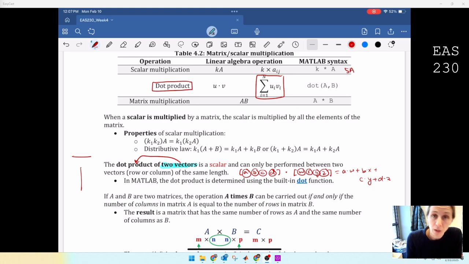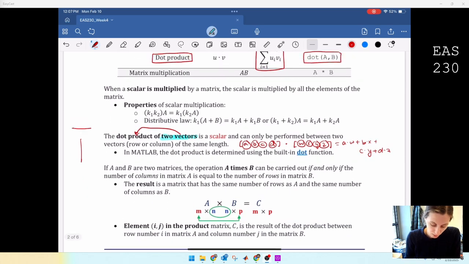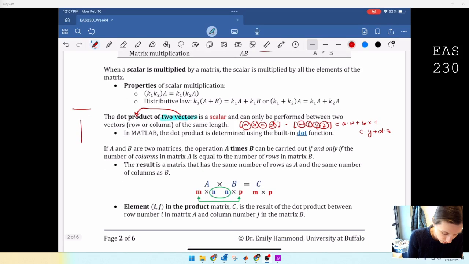In MATLAB, if we want to perform the dot product, we can use the dot function. So here is my MATLAB syntax in order to perform the dot product. We need to know the dot product because matrix multiplication is just a whole bunch of dot products. Keep that in mind. Okay, so let's go ahead and figure out how to do matrix multiplication. So this here on down starts defining what matrix multiplication is.